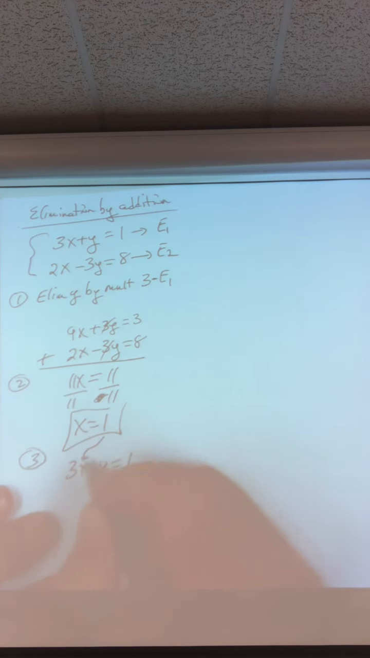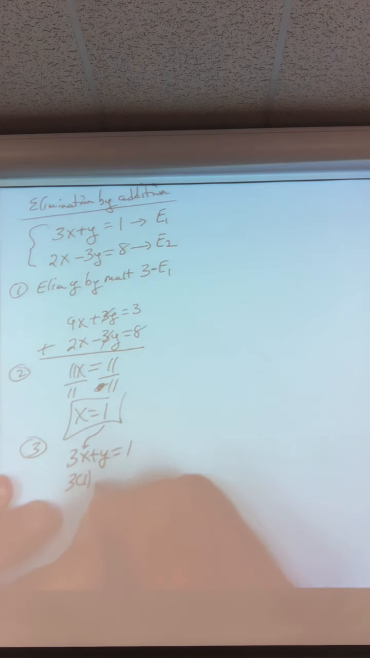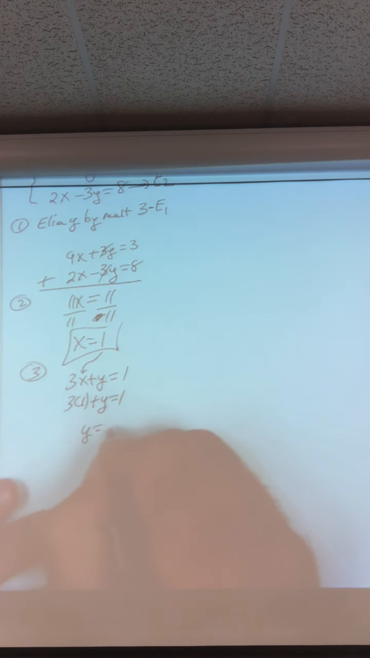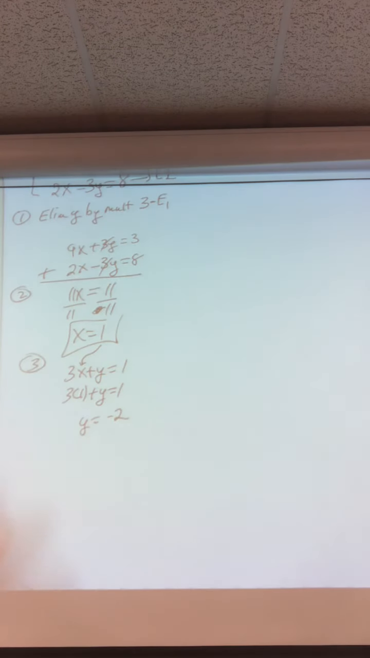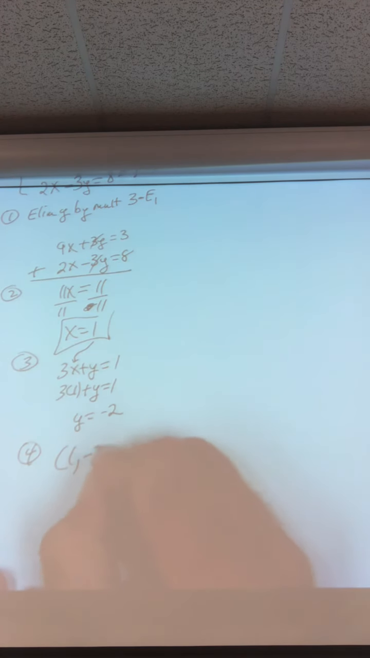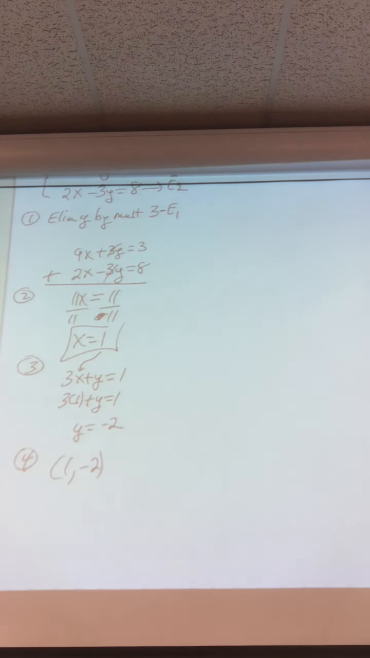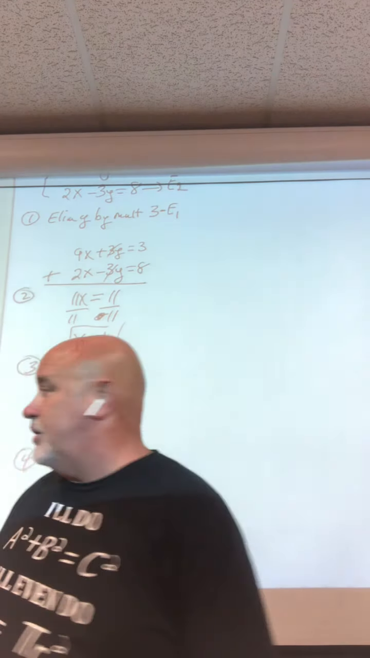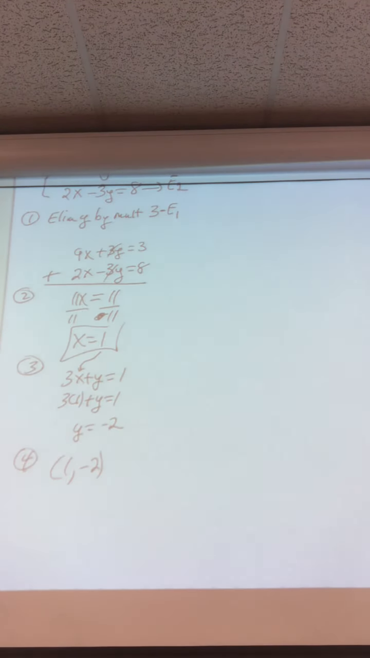Plug 1 in for x. So that would be 3, and then subtract the 3 across, and 1 minus 3 is negative 2. And then step 4 is the same as it was in the other. Write your answer as an ordered pair. Now you said, Mr. Ryan, I got a question. What if we had plugged it into E2 instead of E1? You'd have still got the answer negative 2. You'd have got the exact same answer.